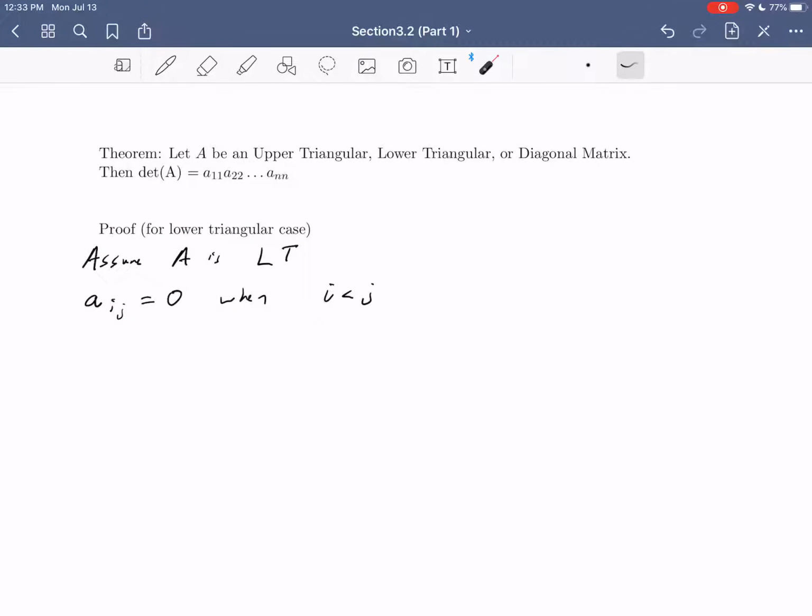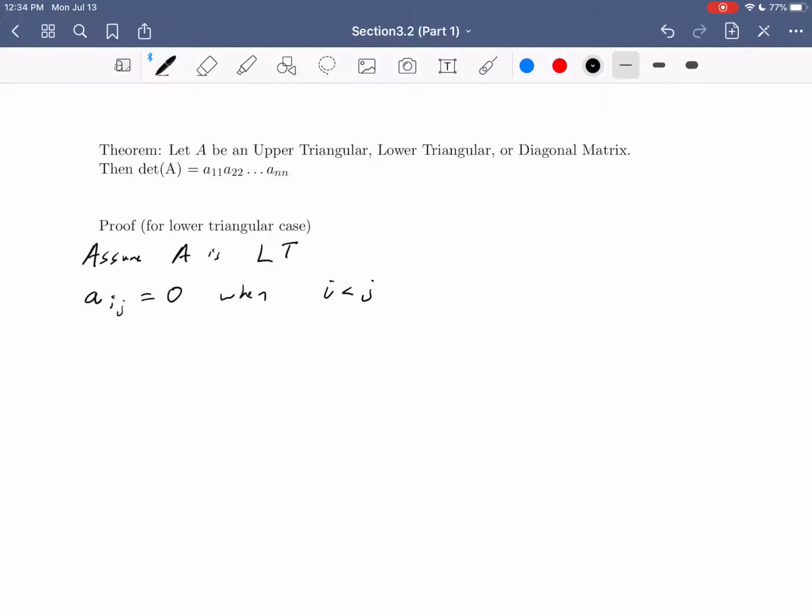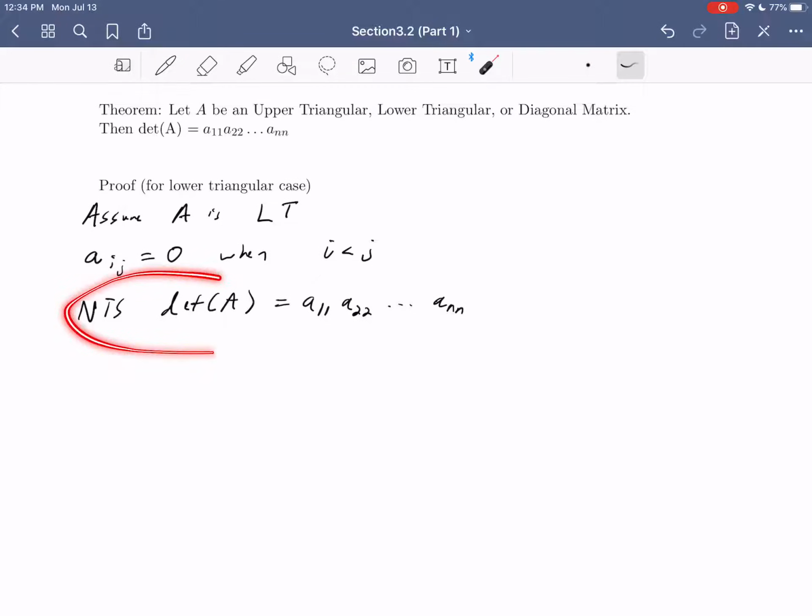What happens when i is equal to or greater than j? Well, we don't know. Those could be non-zero. They could be 0. It doesn't matter, right? The only thing that matters is that if it's lower triangular, then everything where the row position is less than the column position is guaranteed to be 0. So what we need to show is that the determinant of A is equal to A11, A22, down to ANN multiplied together. So how are we going to do this? Well, we have that strict definition of what the determinant is. So we'll start our proof here.